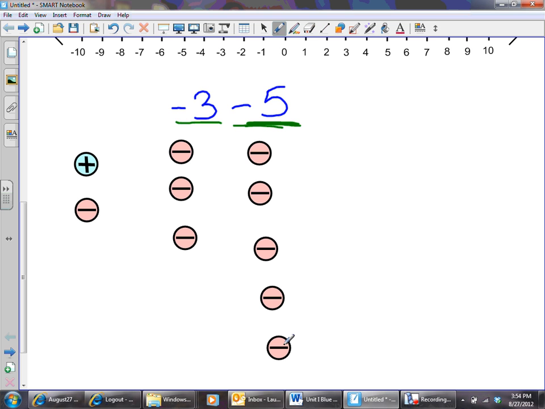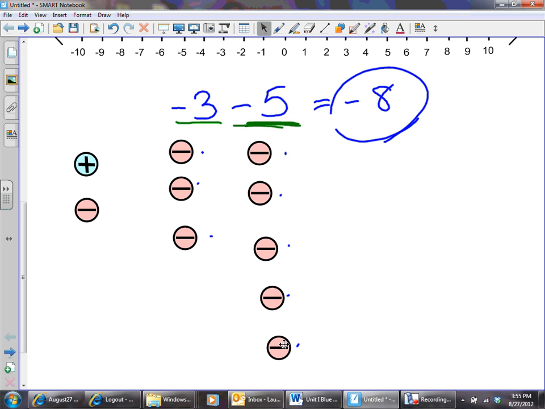Okay, is anything going to cancel here? I've got 3 negatives and 5 more negatives. No, nothing's going to cancel. Why? Because positive negatives cancel, not negatives and negatives. So nothing cancels. So what do I have? Well, it looks like I have 1, 2, 3, 4, 5, 6, 7, 8. I have 8 of these little negative guys. In other words, I have 8 negatives, or -8. See how simple that is?